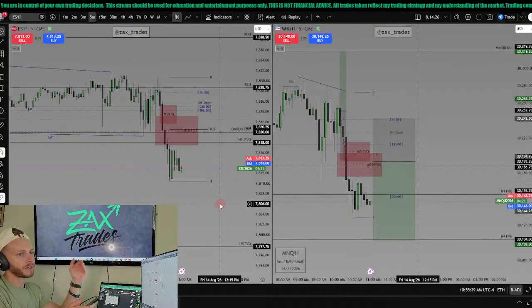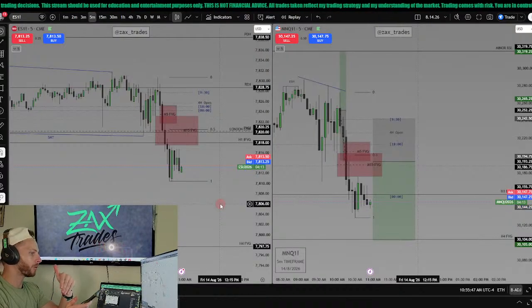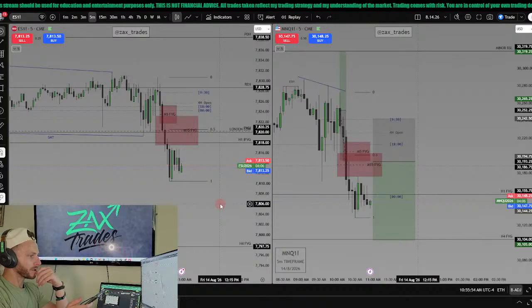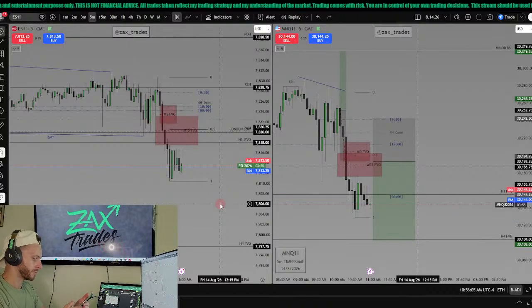Now, where's the other side of that? The other side of that is the hour opens and manipulates lower, taps the 4 hour immediately, like within the first 5 minutes, and then starts to reverse higher, which is totally an option. And that would just give us a no trade, unfortunately.